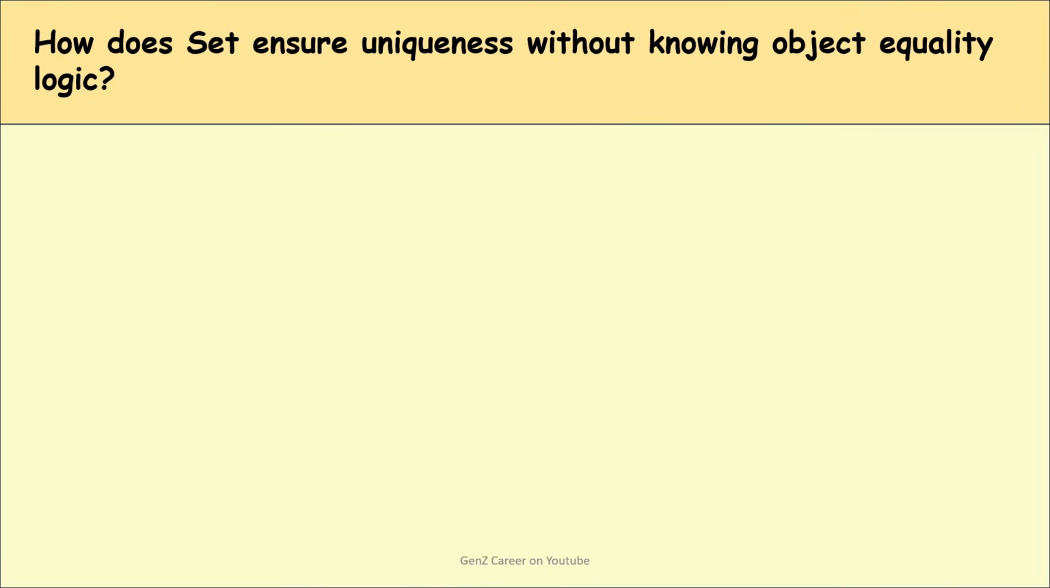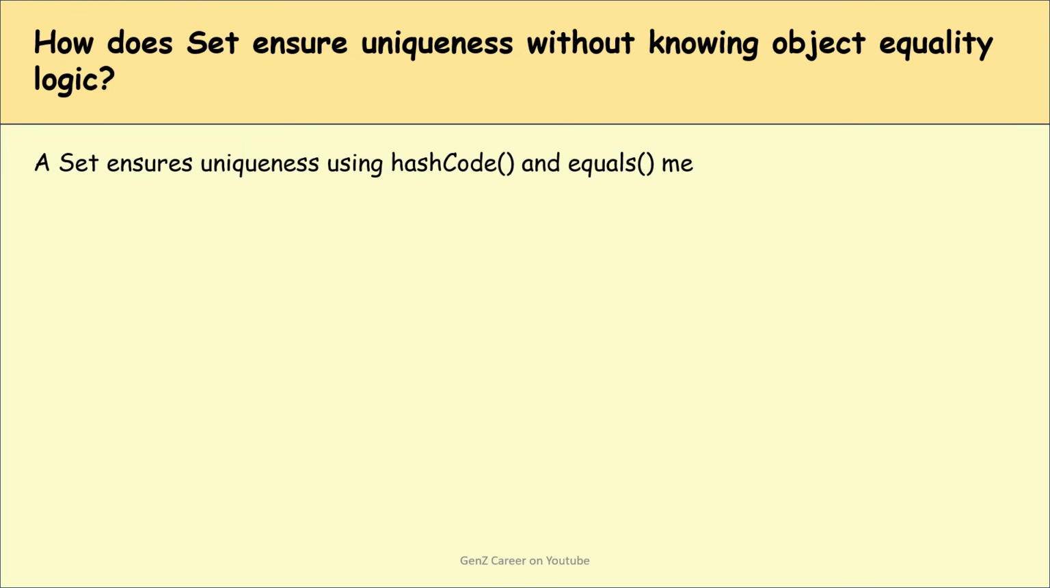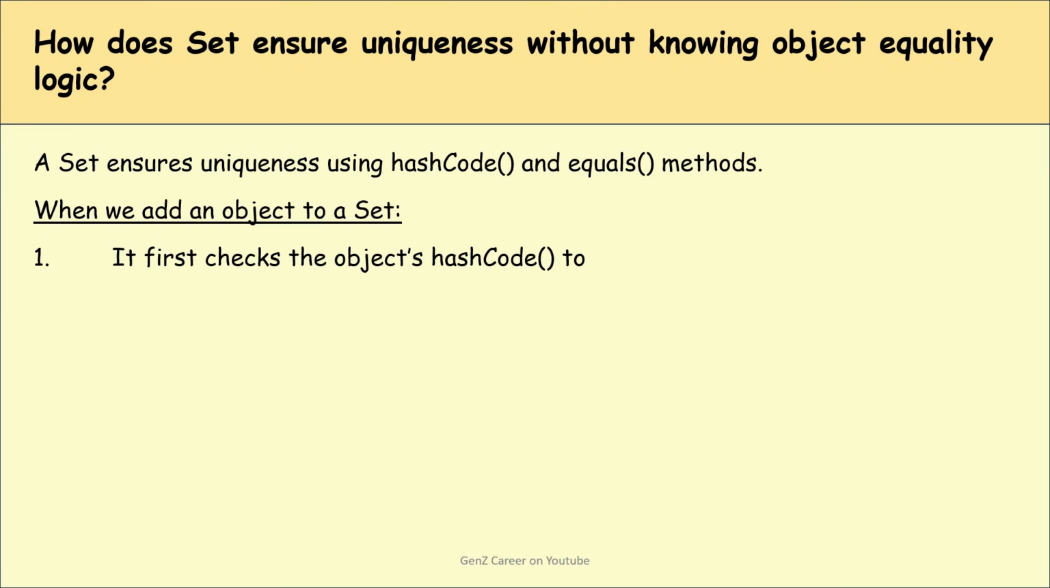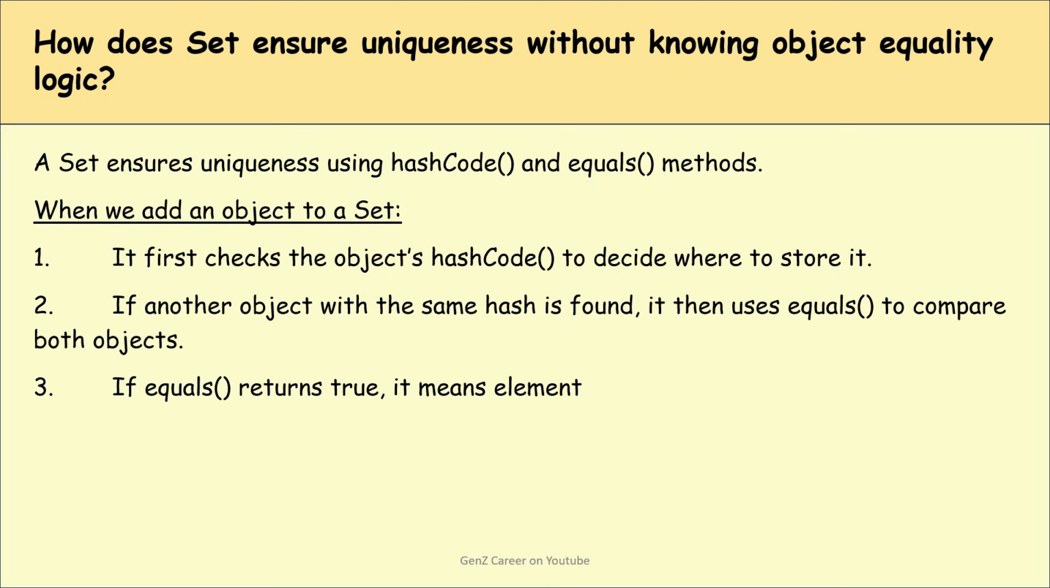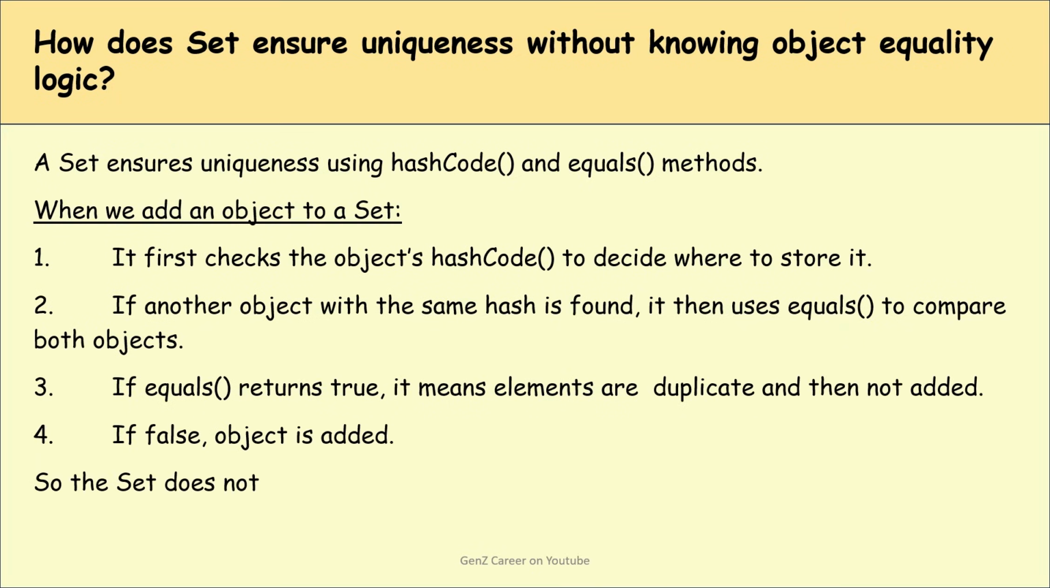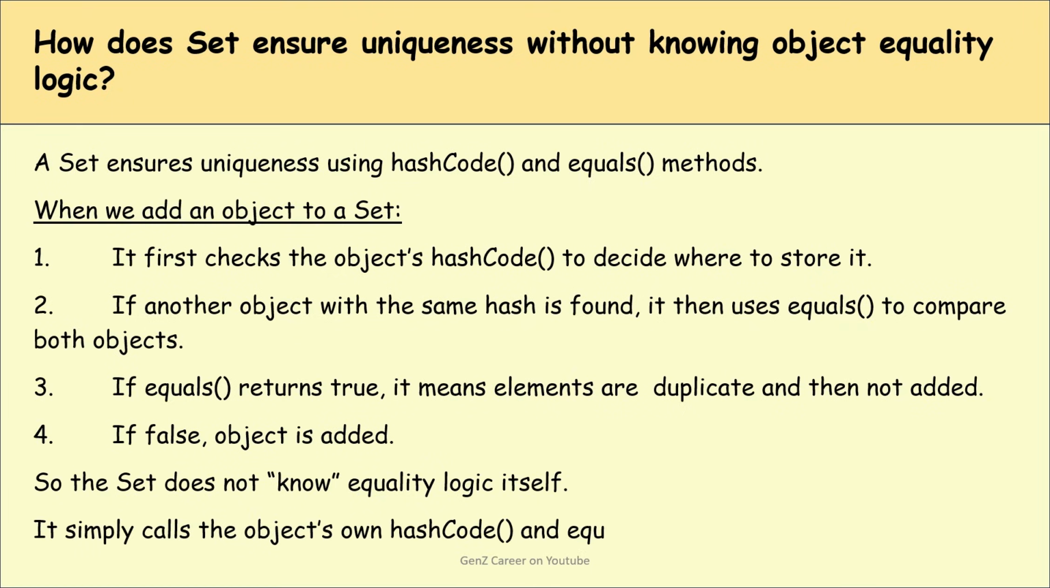How does a set ensure uniqueness without knowing object equality logic? A set ensures uniqueness using the hashCode and equals methods. When we add an object to a set, it first checks the object's hash code to decide where to store it. If another object with the same hash is found, it then uses the equals method to compare both objects. If equals returns true, it means the elements are duplicates and the new one is not added. If false, the object is added. So the set does not know equality logic itself. It simply calls the object's own hashCode and equals methods to decide.